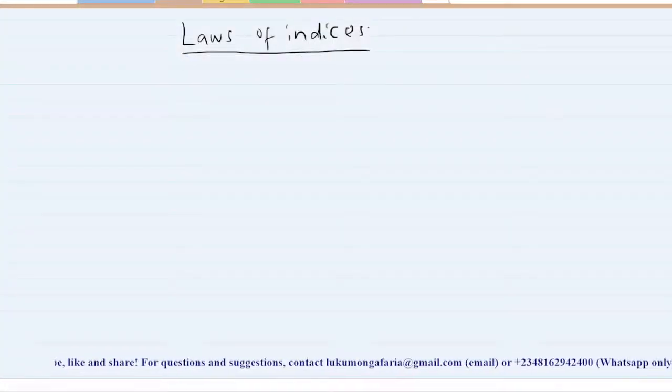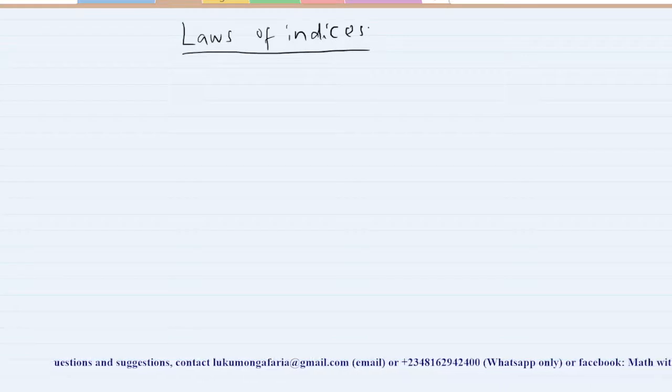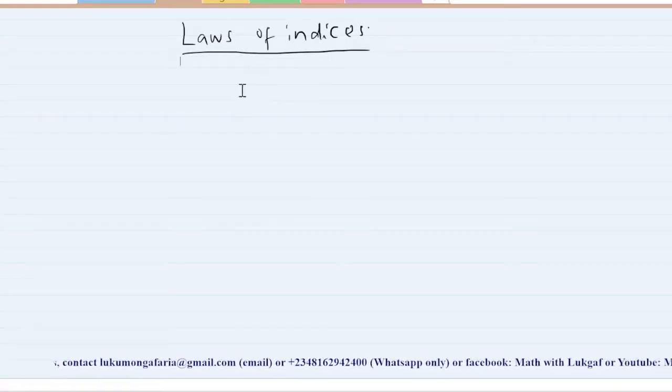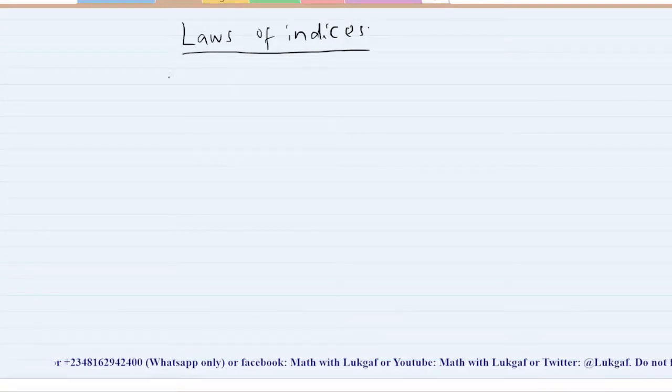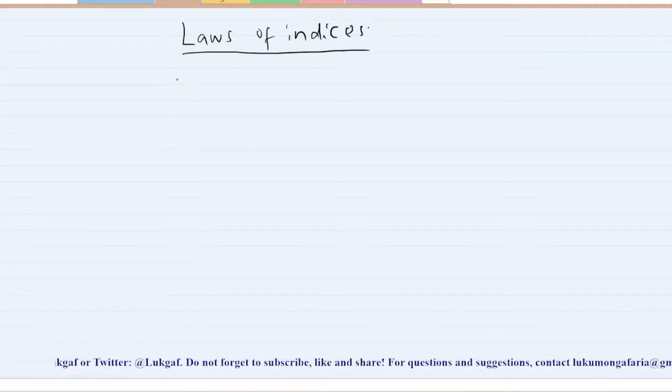In the last video, I explained what is indices. I explained indices as the plural form of index, and how you can express a number in index form. Likewise, how you can find the smallest number such that when you multiply it with the number, you are going to have a perfect square. So in this video, I'm going to give you some of the laws of indices, so some of the rules guiding indices.